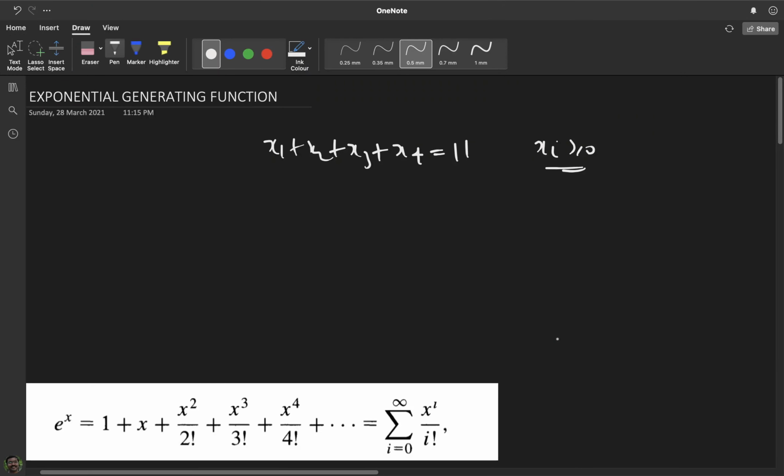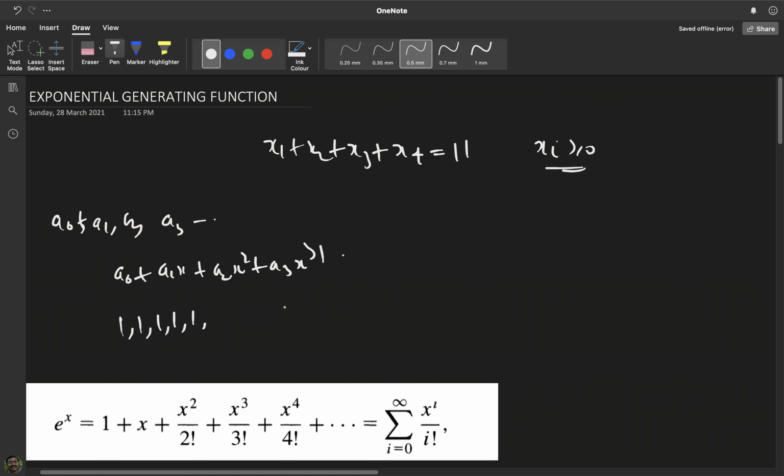Hi, in this session we will be discussing exponential generating functions. Already we have seen ordinary generating functions. Given a sequence a0, a1, a2, a3, etc., the generating function is usually defined as a0 plus a1x plus a2x square plus a3x cube plus etc. If my sequence was 1, 1, 1, 1, 1, etc., our ordinary generating function would be 1 plus x plus x square plus x cube plus etc.